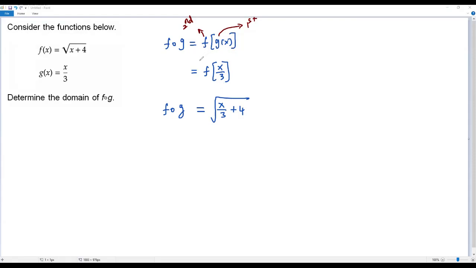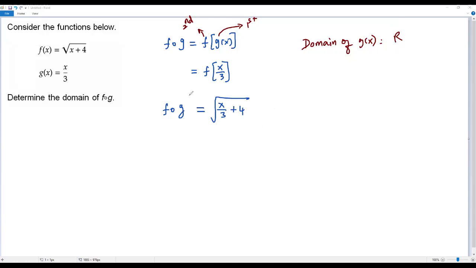So first we have to write the domain of the first function g(x). g(x) is x/3, so for all real values of x, g(x) is defined. So the domain of g(x) is all real values. Now, the domain of the composite function can be the same as the domain of the first function, that is R, or otherwise it has to be within it, that is, the domain of the composite function can be a subset of this R.